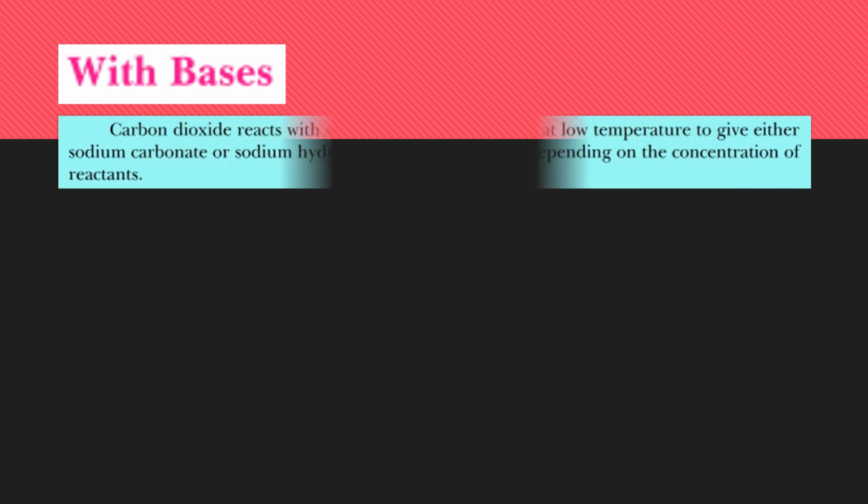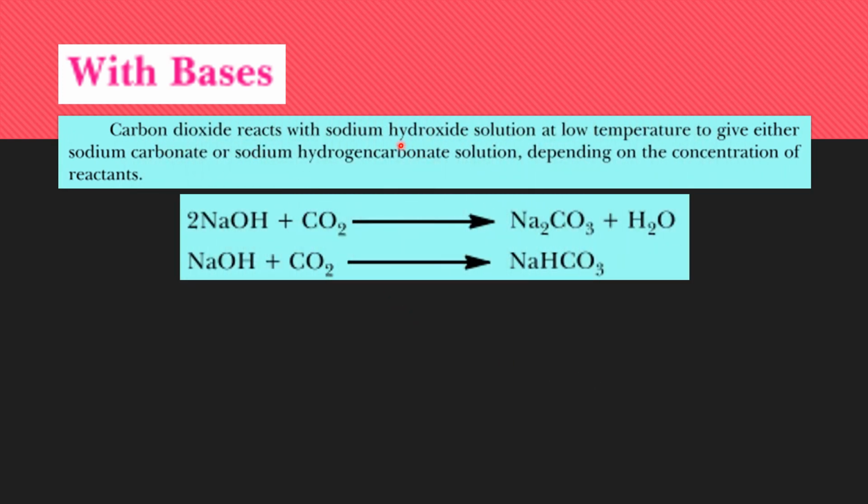And how do they react with bases? Carbon dioxide reacts with sodium hydroxide at low temperature, as well as with concentrated sodium hydroxide. When carbon dioxide reacts with concentrated sodium hydroxide, it produces sodium carbonate and water. But when carbon dioxide reacts with a dilute solution of sodium hydroxide, it produces sodium hydrogen carbonate. So two different products are formed when carbon dioxide reacts with sodium hydroxide, depending on the concentration of the sodium hydroxide.